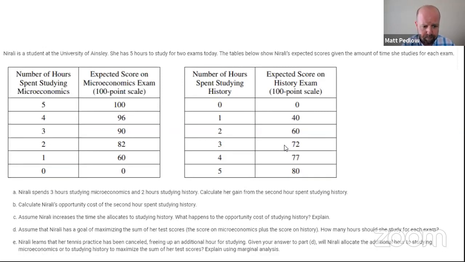And then E, tennis practice has been canceled. That's a bummer. Freeing up an additional hour for studying. So let's say she is doing 2 and 3. Should she study an extra hour for econ or an extra hour for history? And the answer is micro, right? Because if she's here, she's going to gain 8 points. And if she studies an extra hour, going from 3 to 4 hours, she'd only gain 5 points in history. Going from an 82 to a 90 is better than going from a 72 to a 77, which is 5 points. Therefore, she studies econ. Smart move on her part.